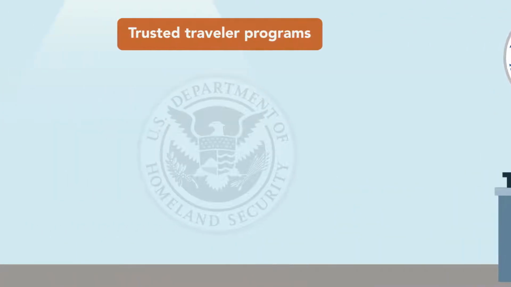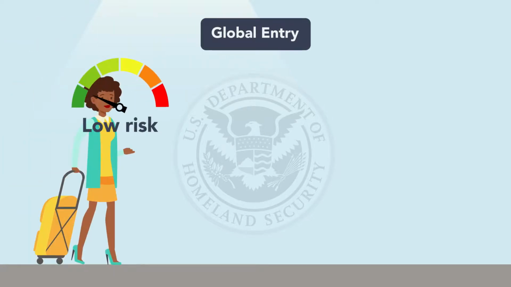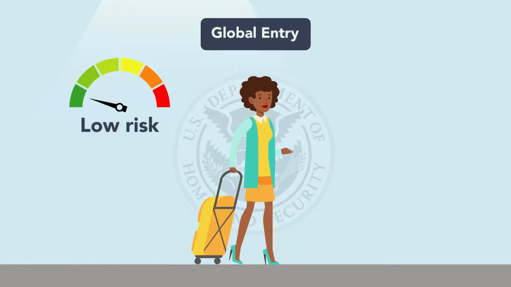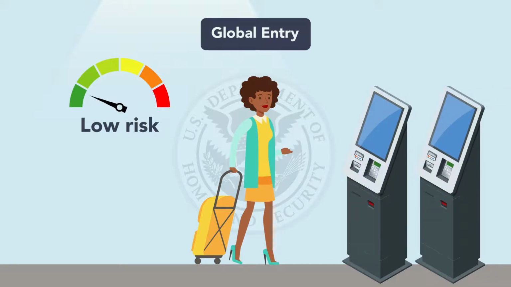The collective term for these programs is Trusted Traveler Programs. Four specific Trusted Traveler Programs are Global Entry. For foreign visitors who are pre-approved as low-risk travelers, the Customs and Border Protection's kiosk-based Global Entry program allows for expedited processing at select ports of entry.